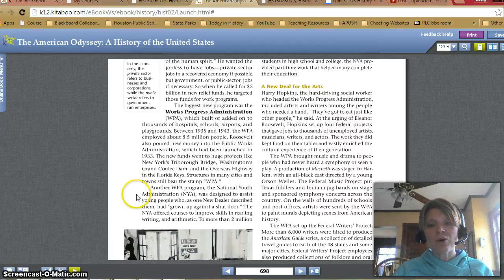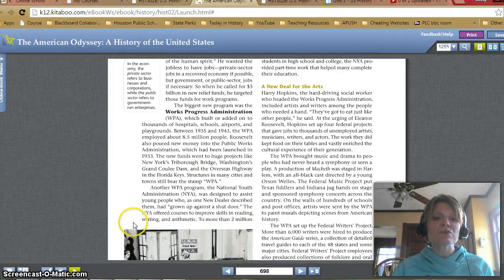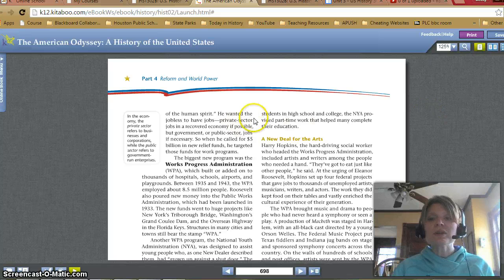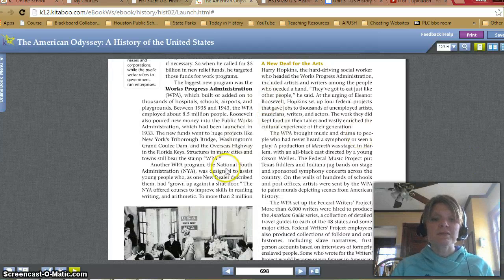Another WPA program, the National Youth Administration, NYA, was designed to assist young people who, as one New Dealer described them, had grown up against a shut door. The NYA offered courses to improve skills in reading, writing, and arithmetic. To more than 2 million students in high school and college, the NYA provided part-time work that helped many complete their education. A New Deal for the Arts.